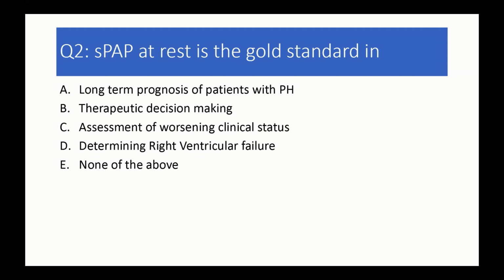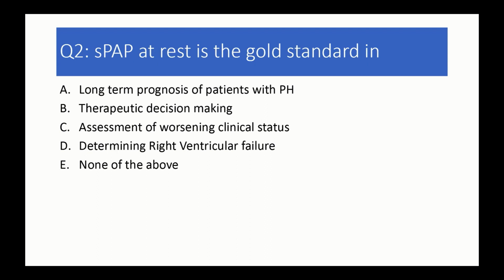I got an A, C, and D. Very good. So the answer I was looking for, so let's see if you agree, is E. The reason I chose this is because long-term prognosis for patients with pulmonary hypertension is really not the PA pressure. The PA pressure will only tell you if the person has pulmonary hypertension or not.